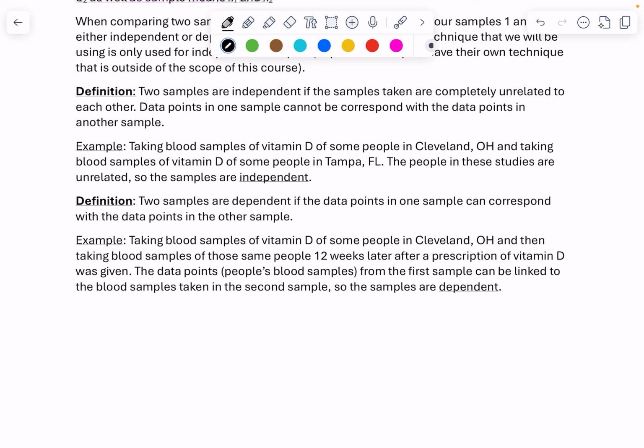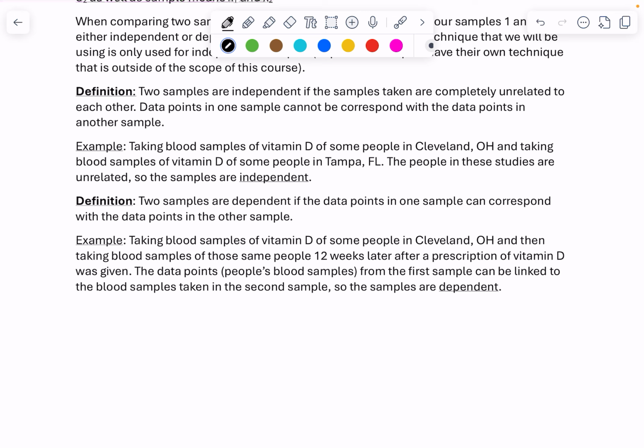Okay, so an example of that is when you take blood samples from vitamin D patients from some people in Cleveland, and then let's say we take the samples 12 weeks later after giving them a course of vitamin D tablets. Okay, the data points from the first time the vitamin D samples were taken can directly correspond to the data points that are found in the second sample.